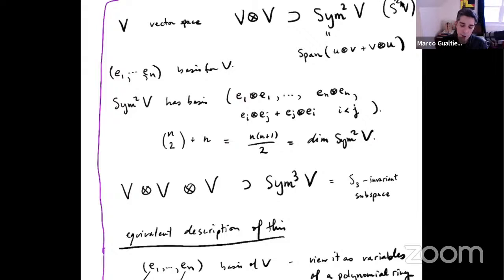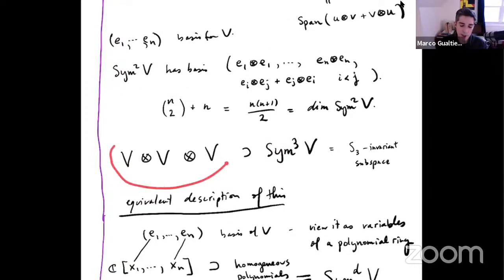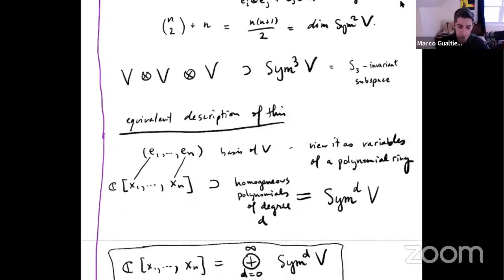So, if I do the same thing inside V tensor V tensor V, I have the triple symmetric ones. Those are the ones that if I take the three elements and permute them in any possible way, I get the same result. So they're completely symmetric in all three entries. And you have to take sums of elements that are symmetric as a sum. The individual summands do not have to be symmetric. It's only the sum that has to be symmetric.